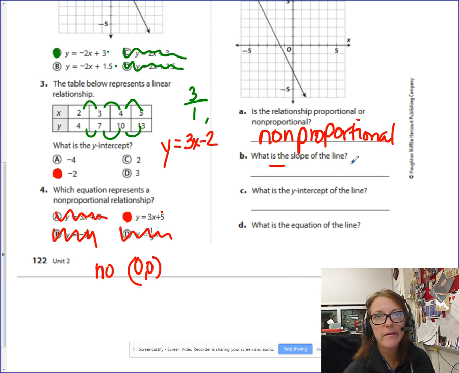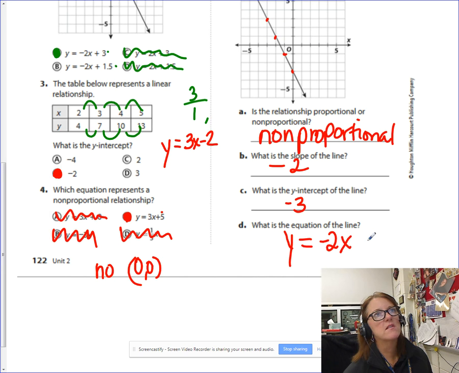Well, it's negative. I can tell you that. Start counting. Let's see here. Looks like there, there, there. All right. It looks like I go down 2 over 1. The y-intercept, boom, boom, boom. -3. What's the equation of the line? Slope times x, plus y-intercept.